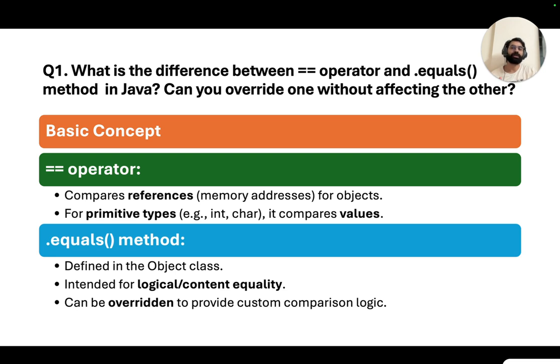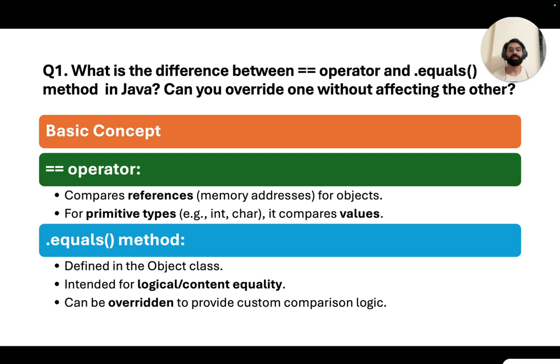So the == operator has two functionalities. If we compare objects, then it compares the memory address where they have been stored. If both objects are stored in different locations, then of course it will return false. If both objects are stored in the same location by chance, then it will return true, right? And if we use the == operator to compare primitives, then it will check the value.